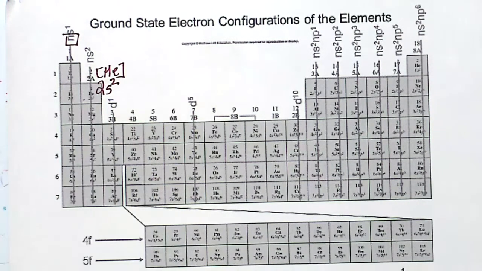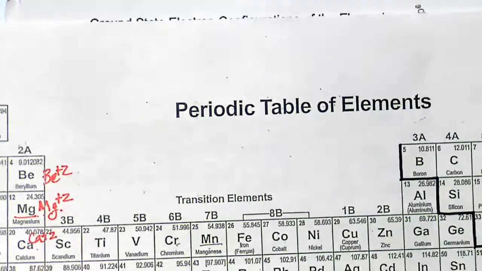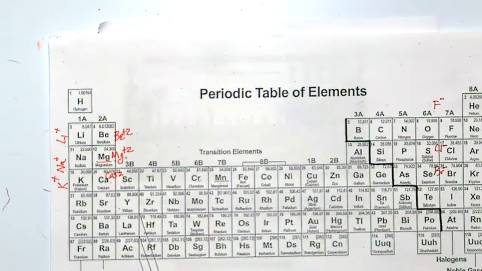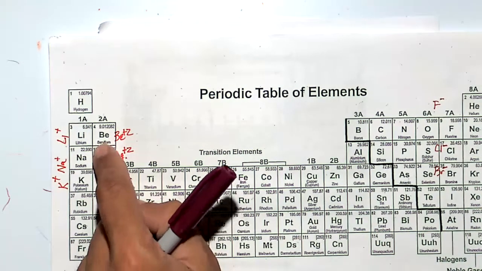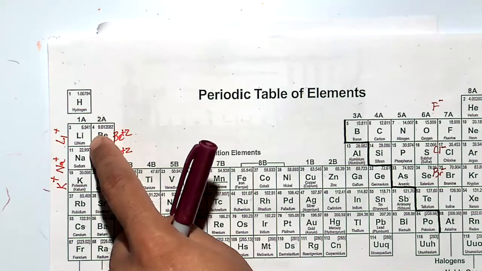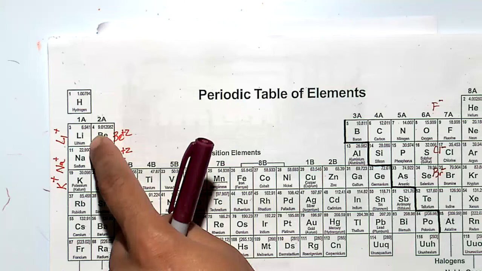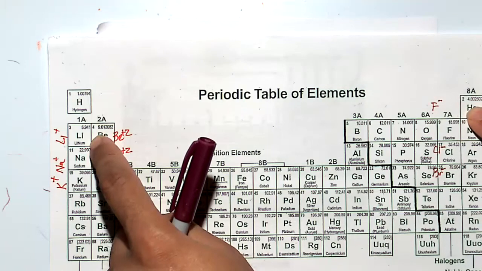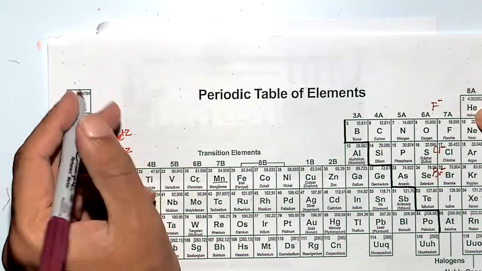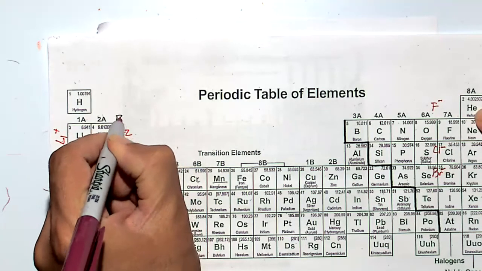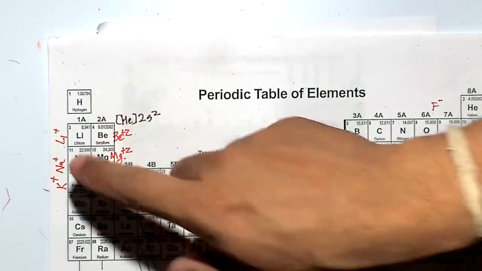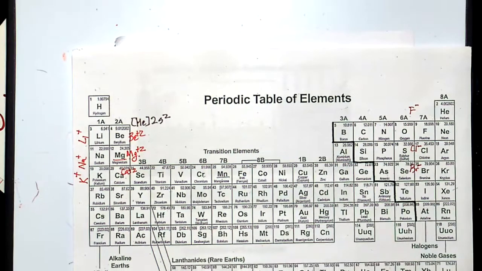Let's go back to our periodic table here. Okay, beryllium has 4 electrons, so the way the electrons go marching in, hurrah, hurrah. The 2 electrons go in, they're helium, and then it's going to be 2s1, 2s2. So beryllium is helium 2s2. Okay, remember the electrons are going to go in a specific order.